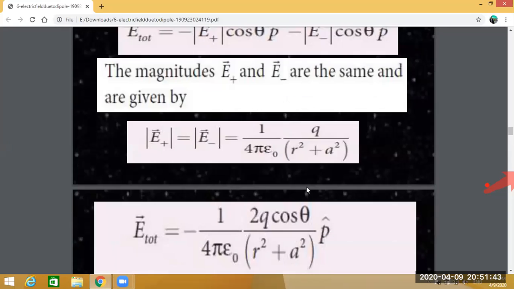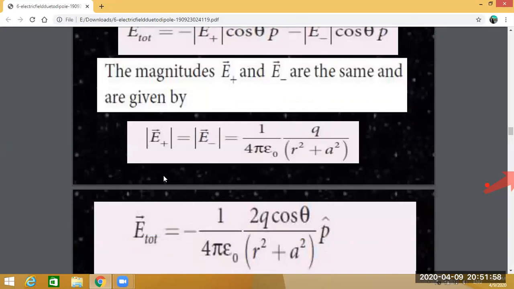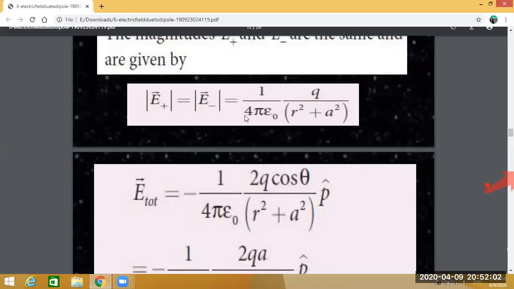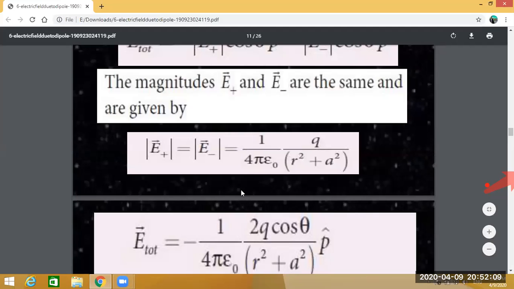So the magnitude of both the fields is kQ upon root under r square plus a square whole square. So the root will be cancelled out. Now the net electric field will be this one. Placing this value here, you place E plus and E minus at this point, and you will get the result.